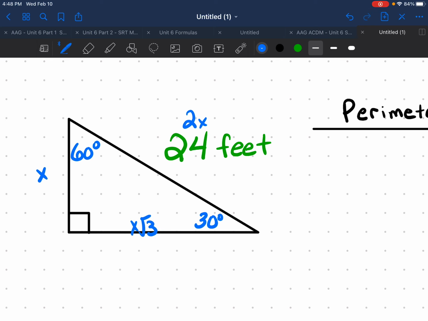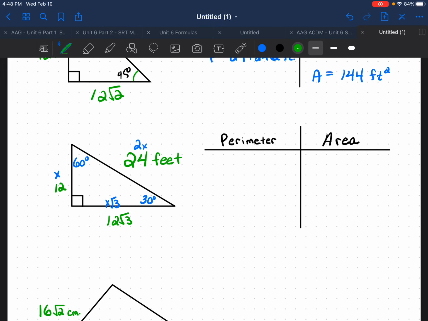Okay, so this one should be quick and simple to apply the rule, right? We're going to divide our hypotenuse in half, or divide by 2, to get 12. And then we're going to take our 12 and multiply it by radical 3 for the long leg. All right, we have now obtained all of our sides. So now let's go ahead and find our perimeter and area.